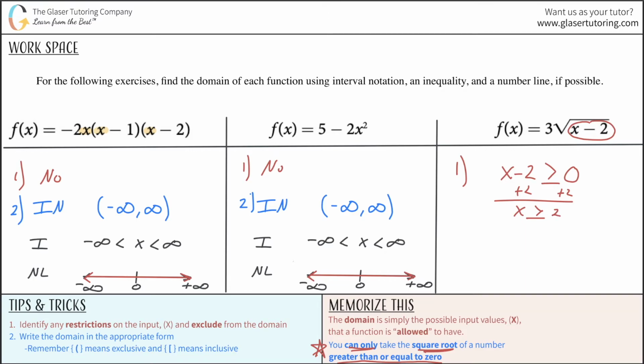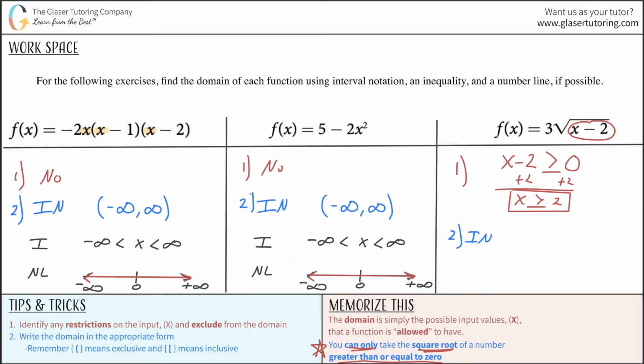Now this is my restriction, okay? We have now identified a restriction for this function. And let's just move this up. So now that's the only limitation, all right? That's the only restriction. So now I'm going to set up my interval notation.